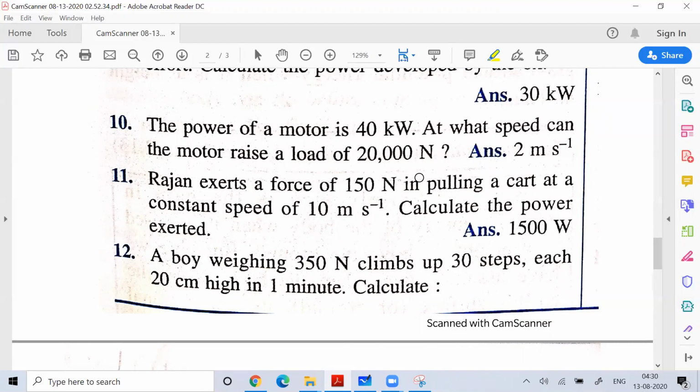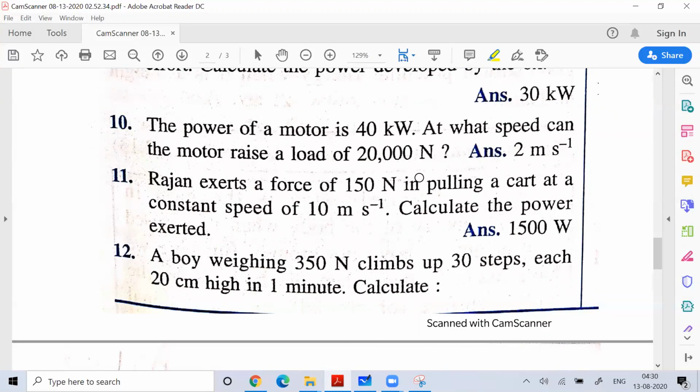Power is given 40,000 watt, and the force is 20,000. So the speed would be 2 meter per second. You can easily find 40,000 divided by 20,000. That would be 2 meter per second. So there's no need for me to do this problem. I hope you understood.